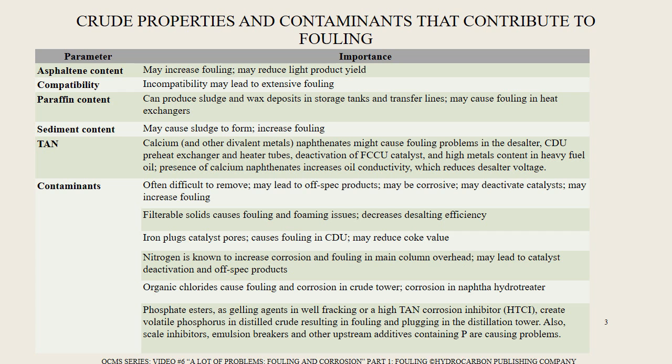As discussed in seminar number 3 on crude selection, some crude properties and contaminants are known to cause fouling in refineries, as shown in the table. These properties include asphaltene content, compatibility, paraffin content, sediment content, TAN or total acid number, and contaminants.